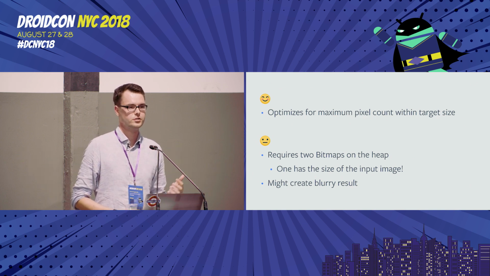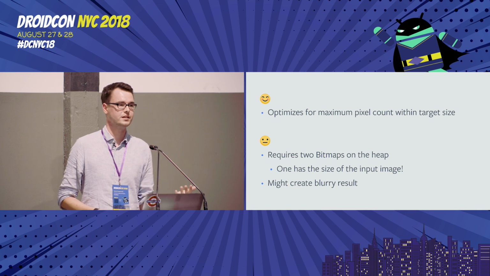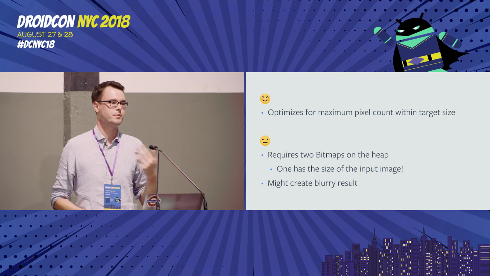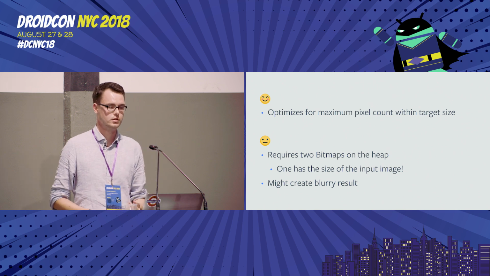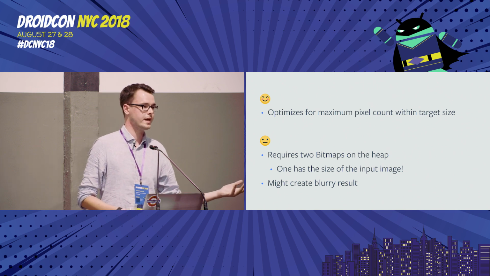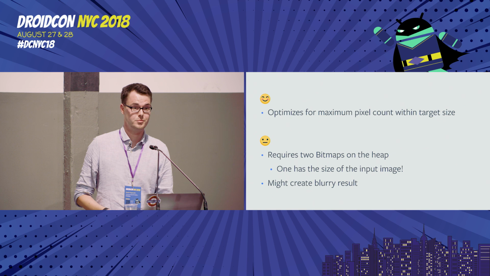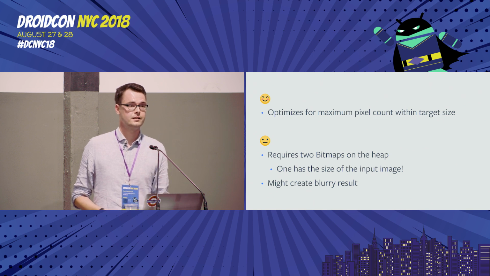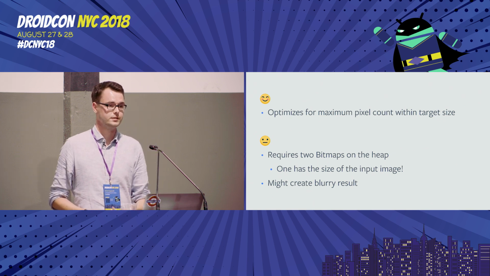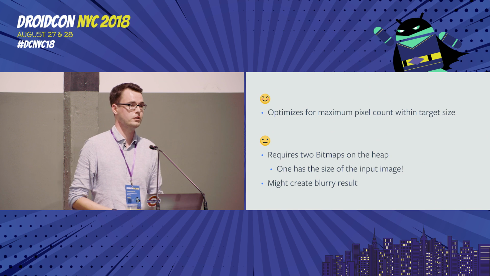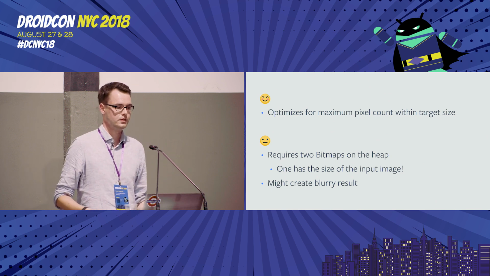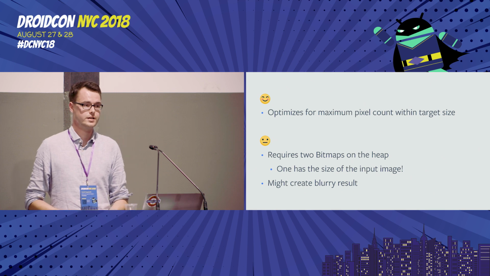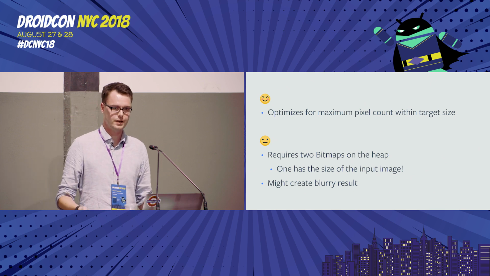However, what you might have noticed is that in this approach we actually allocate 2 bitmaps on the heap, and one of those bitmaps has the resolution of the input image. If we think back to that 12 megapixel image we had in the beginning, that easily translates into 48 megabytes on the heap. If you have an older phone, then this might just be enough to overload the device or your app and crash it for the user. So you don't want to do that.